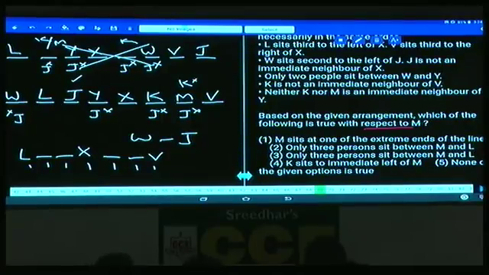Now choice 3. Both J and X are the immediate neighbors of M is ruled out. K sits to the immediate left of M. K is to the immediate left of M, definitely true, and it is given in choice 4.